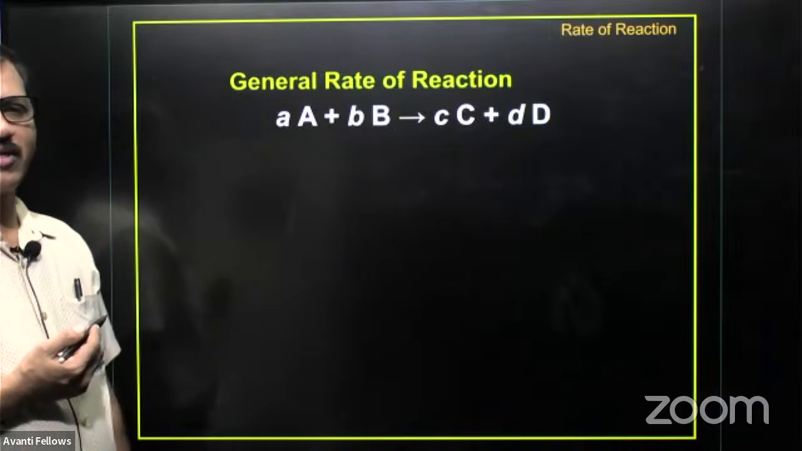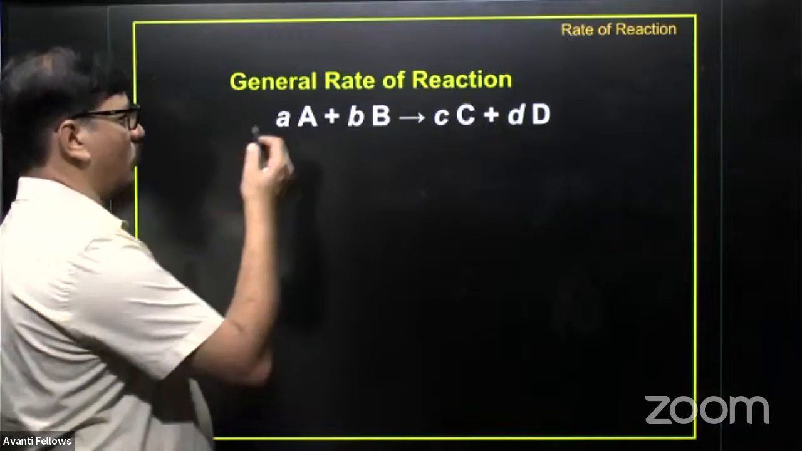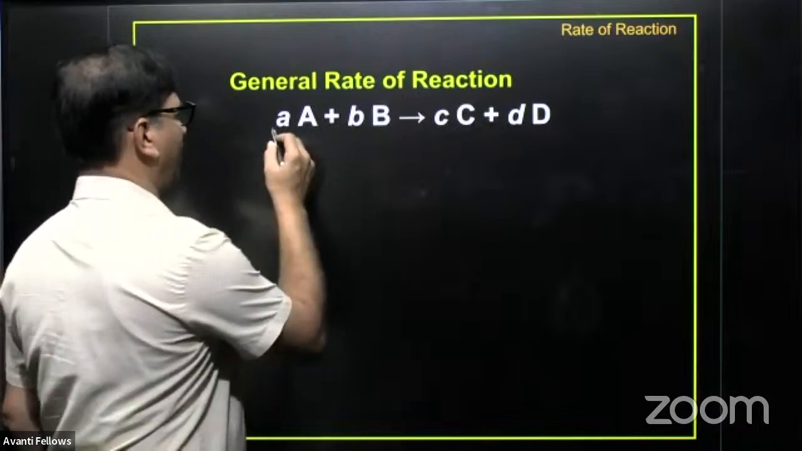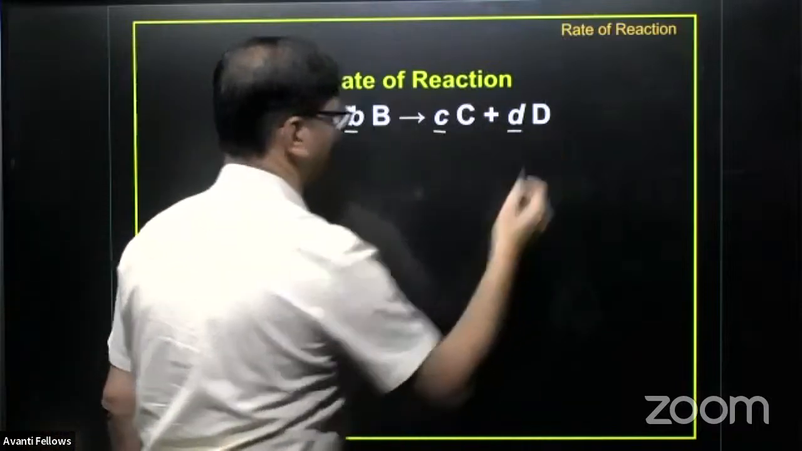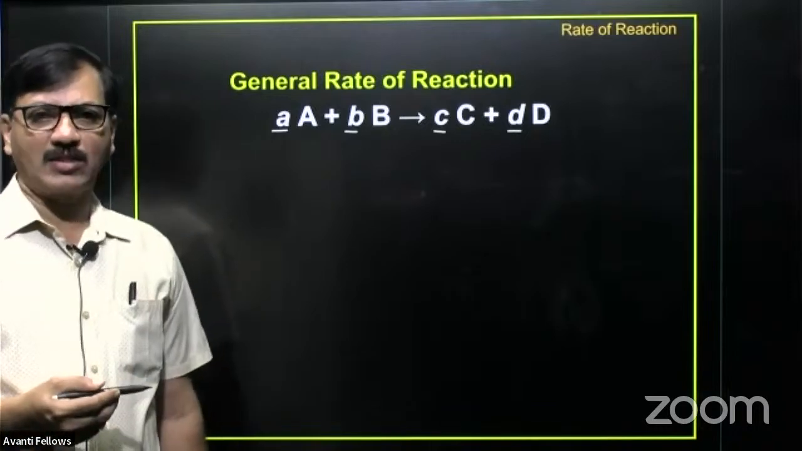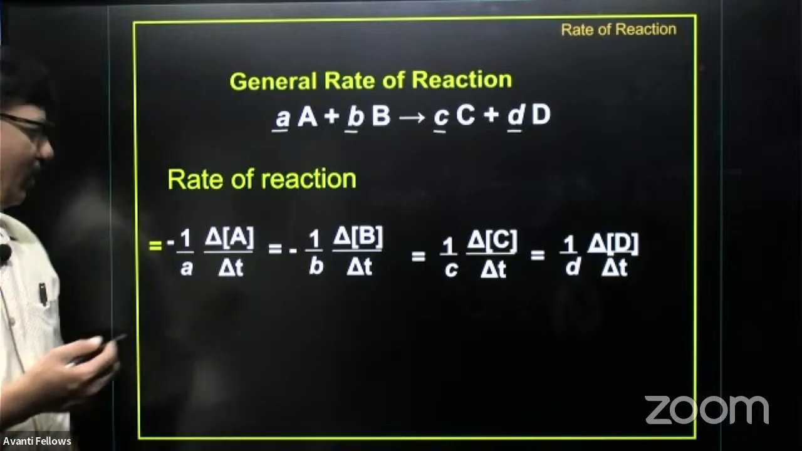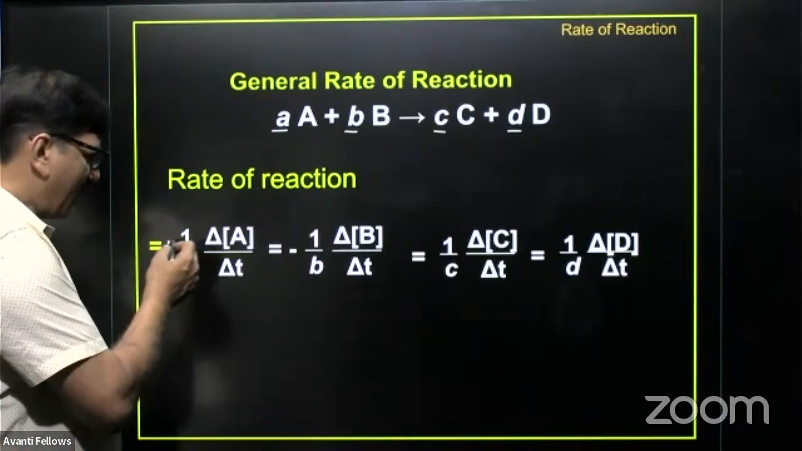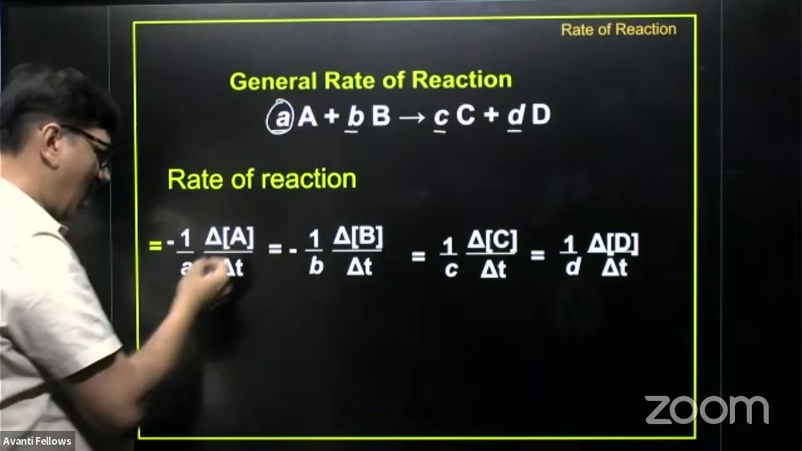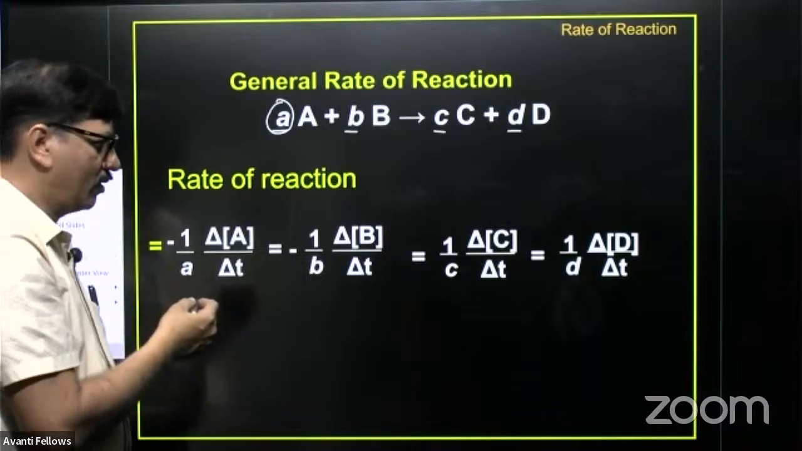Now for a generalized reaction, suppose a moles of A and b moles of B give rise to c moles of C and d moles of D. These a, b, c, d are stoichiometric coefficients. Then in what way can the rate expression be given? The rate of the reaction can be written like this. This is minus 1 by a. That means the stoichiometric coefficients are divided.